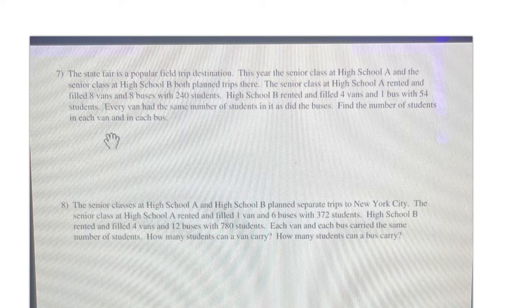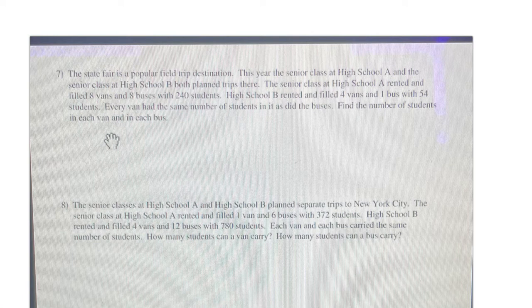This is like systems of equations, basically. The State Fair is a popular field trip destination. This year, the senior class of high school A and the senior class of high school B both have planned trips there. Senior class of high school A rented and filled 8 vans and 8 buses with 240 students. High school B rented and filled 4 vans and 1 bus with 54 students. Every van had the same number of students in it as did the buses. Find the number of students in each van and in each bus.